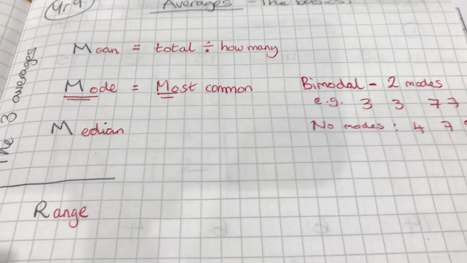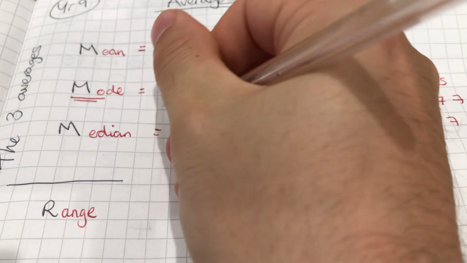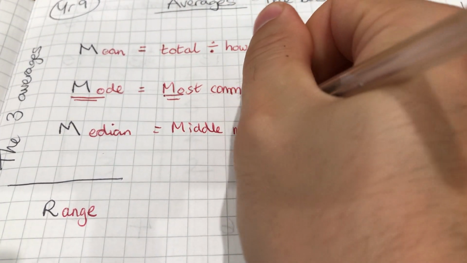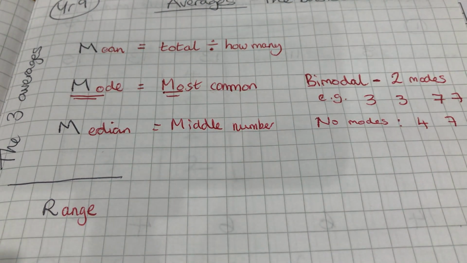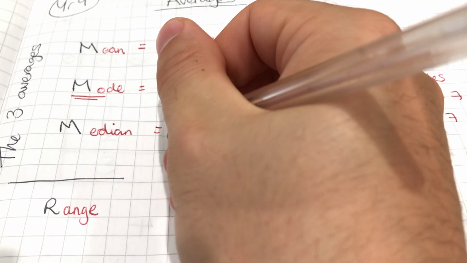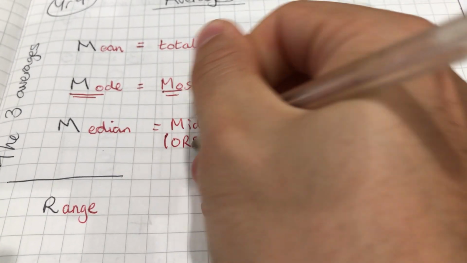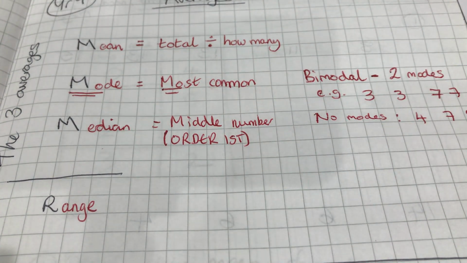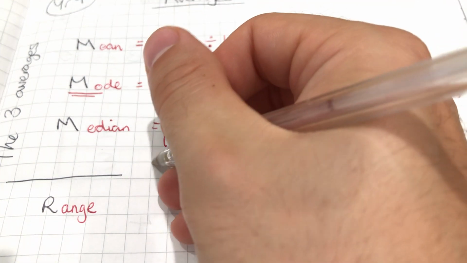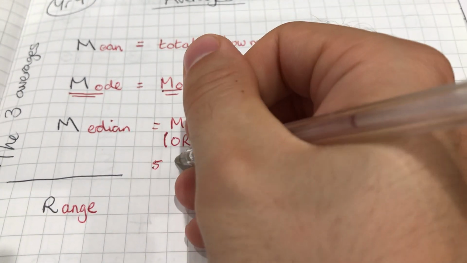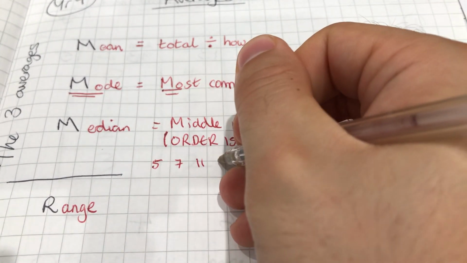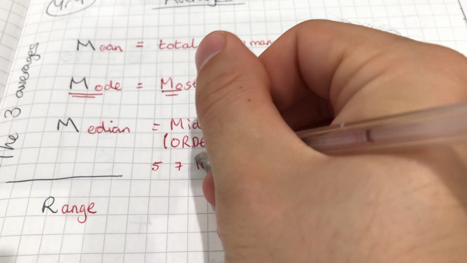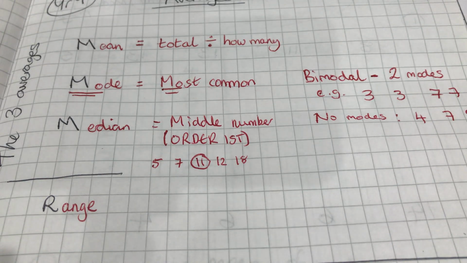Right, the median now, we remember this as the middle number. Make sure you order it first. Order first, that's really key. Okay? So if you've got, let's put some numbers in order, 5, 7, 11, 12, 18. Then the median is 11.